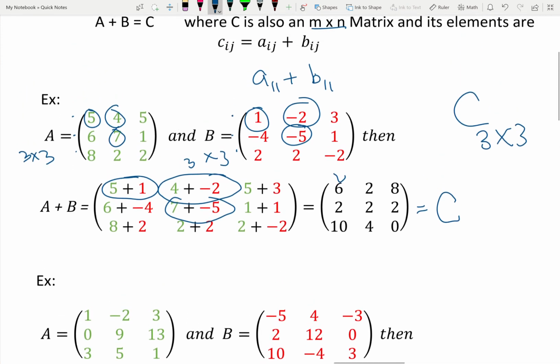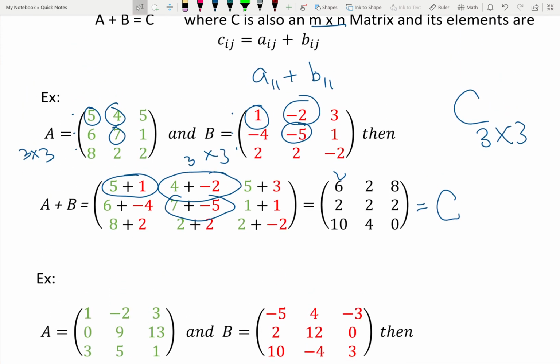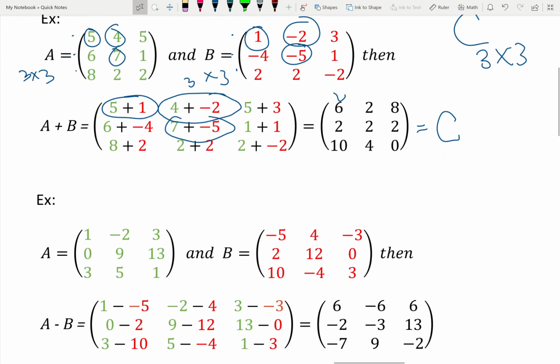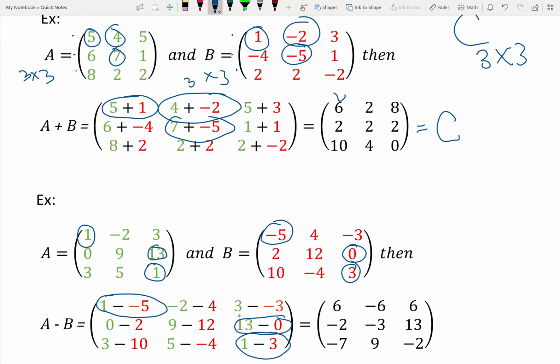Anyway, here's another example. So this time what we're going to do is we're going to be subtracting them. You're going to do the same thing, right? You're going to take this top left guy and subtract from him the top left guy over here, which is how you get 1 minus minus 5. You're going to take this guy right here, and you're going to take away from him this guy, right? The matching entries. And you're going to do this for every single entry. So you're going to do it 9 times. Do it for every single one.